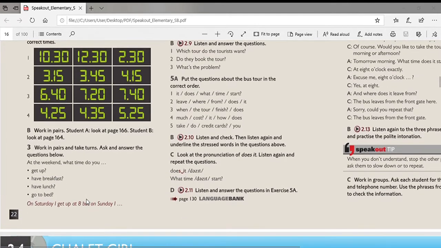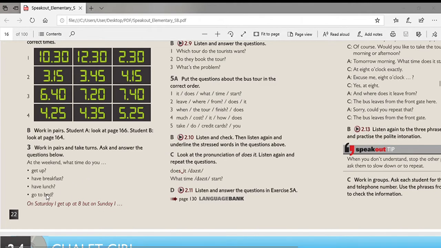I would like to ask you some questions, and it's exercise number 3. At the weekend, what time do you get up? If I answer this question, I will say, I get up at 9 o'clock on Sunday, for example. What time do you have breakfast? On Saturday, I have breakfast at 10:30. When do you have lunch? Let's say that at the weekend, I have lunch at 2 o'clock.